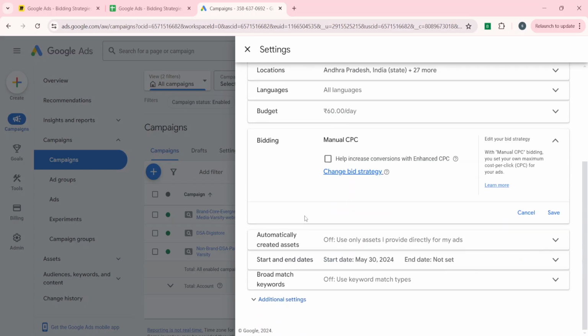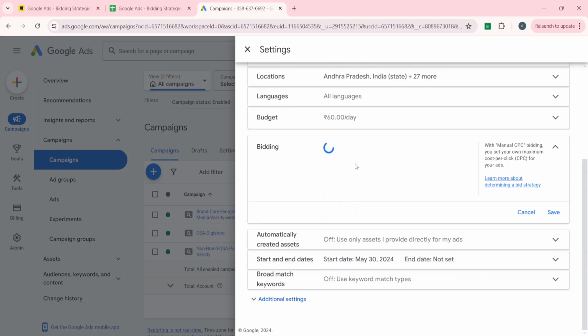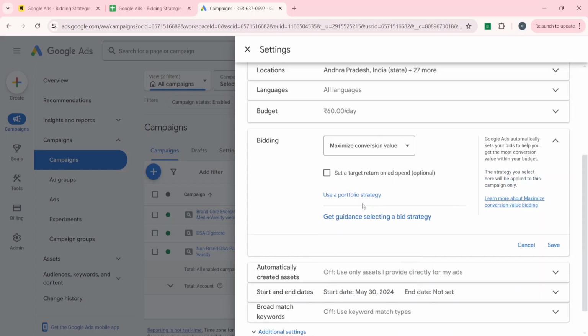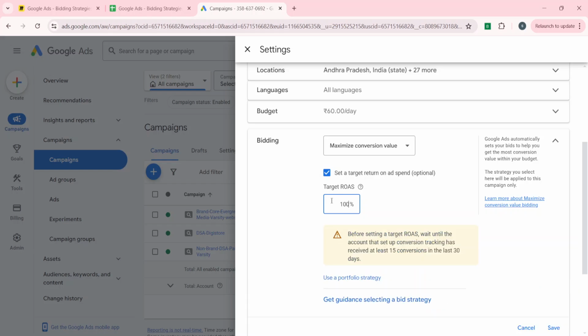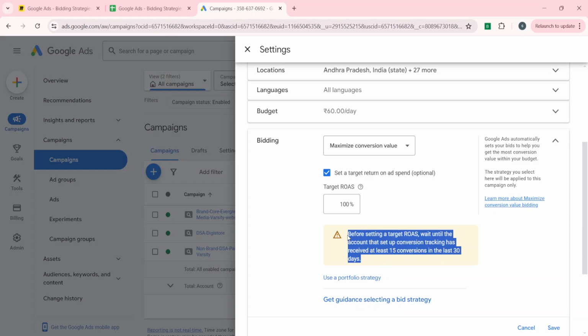So going to this, change the bidding strategy to maximize conversion value, and here if you give the TROAS, let's say I want to generate around 100%, that means 1 ROAS. You see here, I have told you the condition it has to meet before setting a target ROAS. Wait until the account where you set up conversion tracking has received at least 15 conversions in the last 30 days. This is one condition it has to meet, otherwise it will work, definitely, but it won't go in a proper way, as there is no historical data.